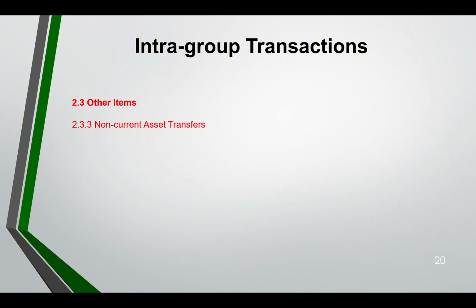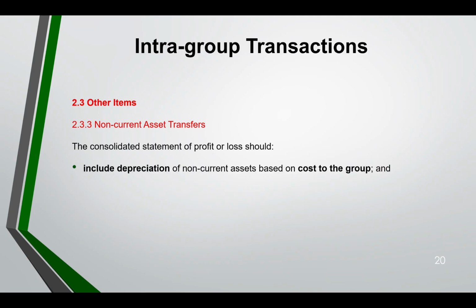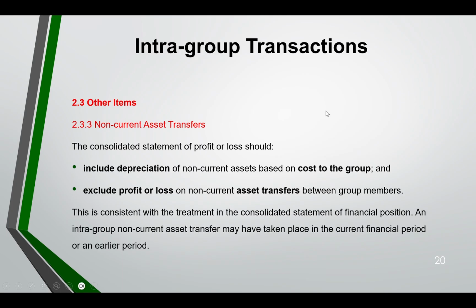Next, non-current asset transfer is the next item. So in your statement of profit and loss, you have to include depreciation based on the cost to the group, and exclude any profit and loss on that non-current asset transfer between group members. See, when you're transferring any non-current asset among the group, there is no profit or loss on that because you are part of the same group. So you exclude that profit and loss. This is consistent with your treatment in the statement of financial position also.